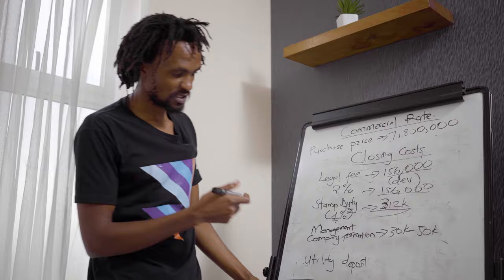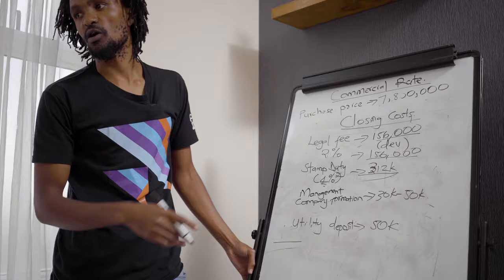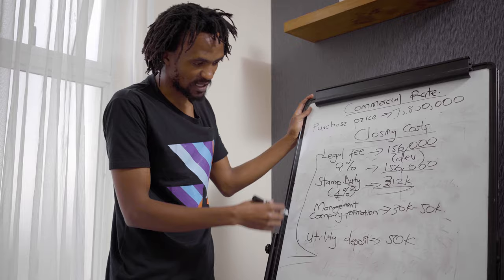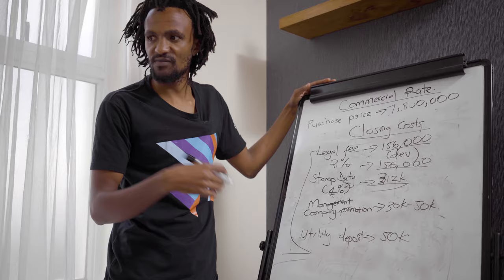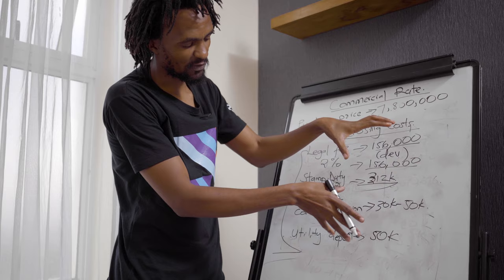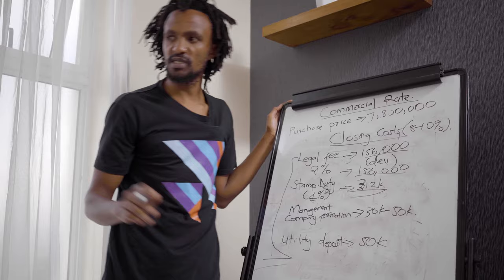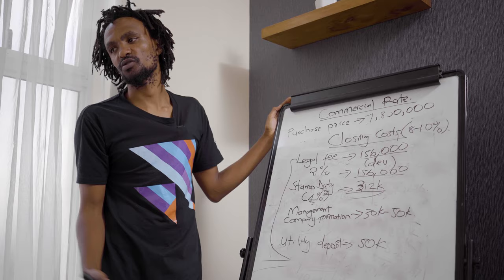Then the utility deposit, this is about water, like you said, water meter, electricity meter. This one I will give combined about 50K or thereabouts. These are the standard ones, you'll always find these four, but there might be others depending on the developer. You might find one developer requires you to pay service charge 6 months in advance, so that goes to closing cost. Another one will not require you to pay service charge upfront. So if you were to factor this, it comes to about 500K or even more. Closing costs usually are about 8 to 10% of the purchase price. So anytime you see a house being sold for X, just add another 10% as closing cost, in order for you to understand whether you can really afford it or not.